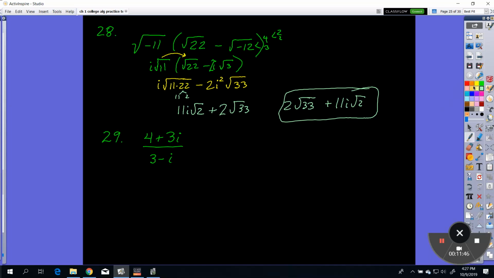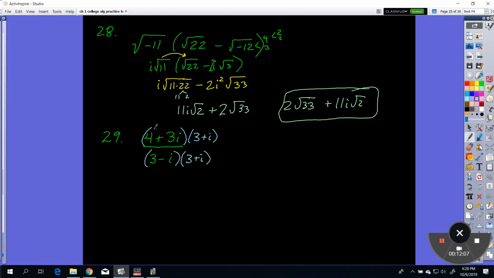On 29, because i is the square root of negative 1, we cannot leave a square root on the bottom of a fraction. So we multiply top and bottom by 3 plus i. This is called rationalizing the denominator. When you multiply by the conjugate pair, that's the fancy name, it is rationalizing the denominator.